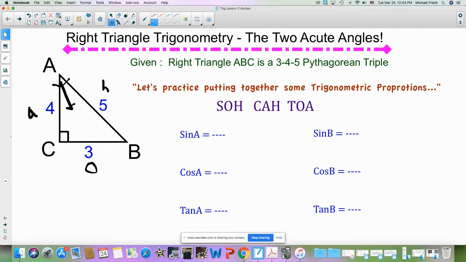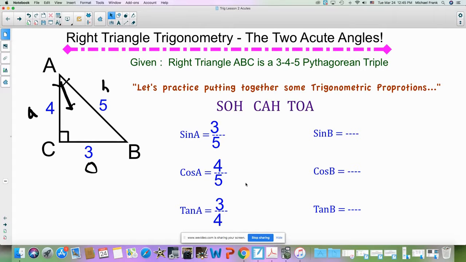So if we start setting up some trigonometric functions, we're going to start with the sine of angle A. Sine is opposite over hypotenuse. So we're going to have 3 over our hypotenuse, which is 5. And if we do the cosine of angle A, it's going to be our adjacent over our hypotenuse, which will give us 4 over 5. And if we do the tangent of angle A, it's going to be our opposite over adjacent, which is going to be 3 over 4.